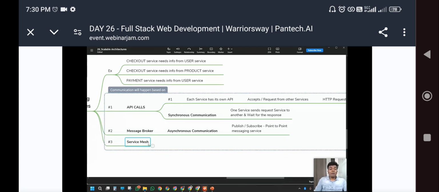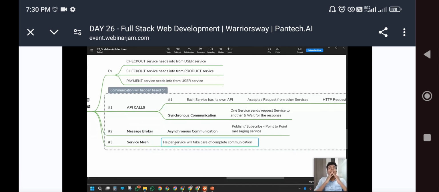Whereas the third thing is called a service mesh. A service mesh works with the existing components. Additionally, one helper service mesh will be there to take care of the complete communication between one service and another, or one component and another. So that is what the service mesh is all about.